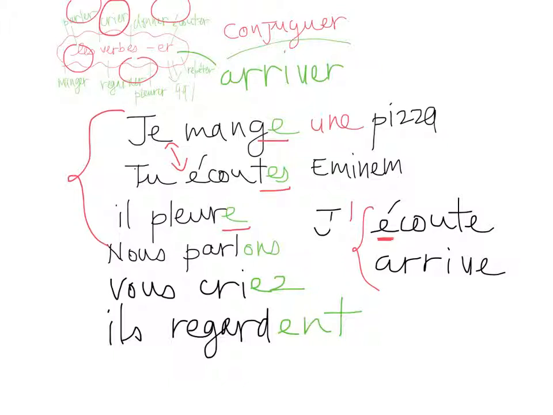Finally, there is a last thing I would like you to keep in mind. Nous parlons, vous criez. No worries, right? This is pronounced E. Vous criez. And the last one, you see this here? This is actually pronounced like this. So this is not a sound. You say ils regardent. Okay? Je regarde, tu regardes, il regarde, ils regardent.